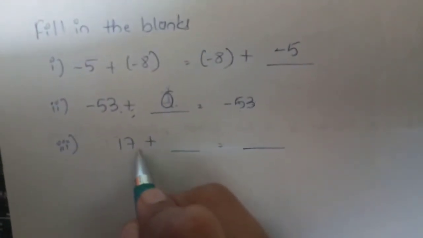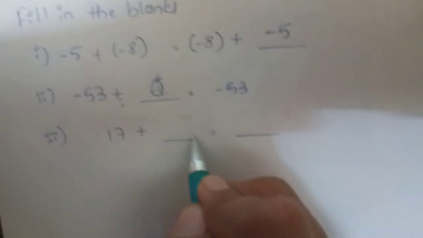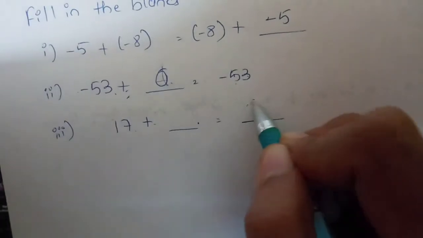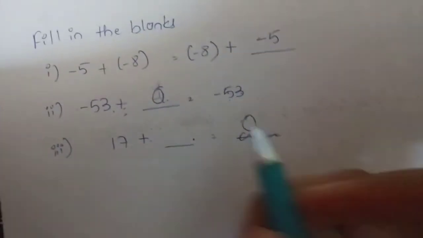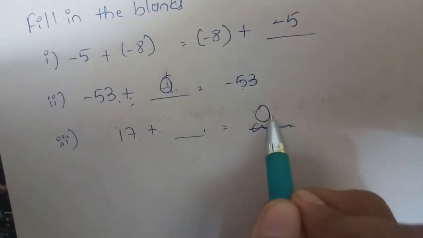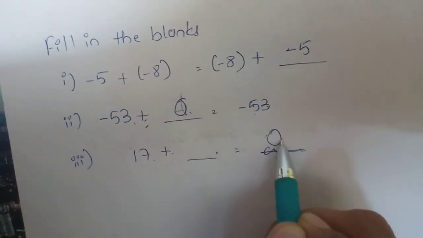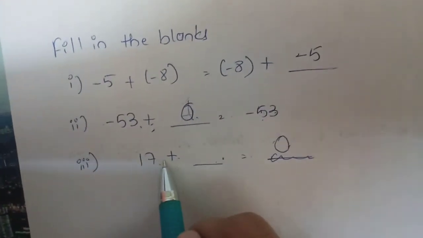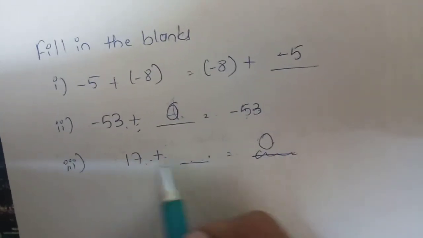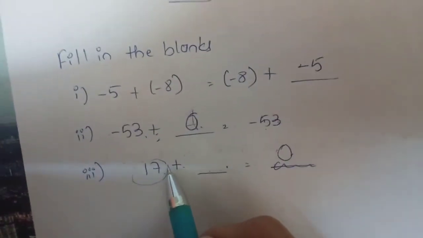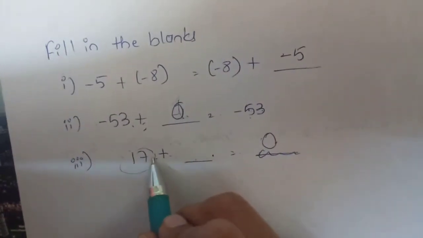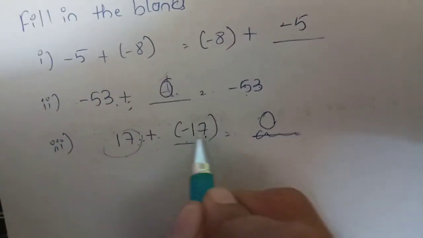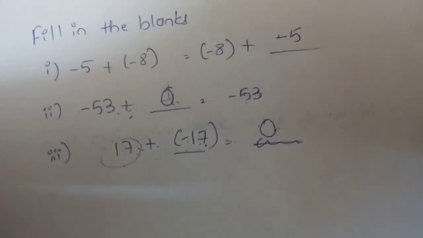And the next question. 17 plus blank is equal to 0. In the first main you had studied how to get the sum of 0. One number should be with a plus sign and one more number should be with a minus sign. The number should be the same but with different signs. Now this is plus 17, so I need to put minus 17 here. Plus 17 minus 17 is equal to 0.